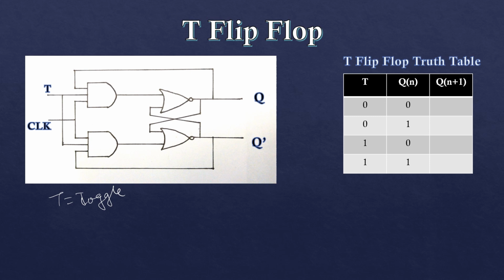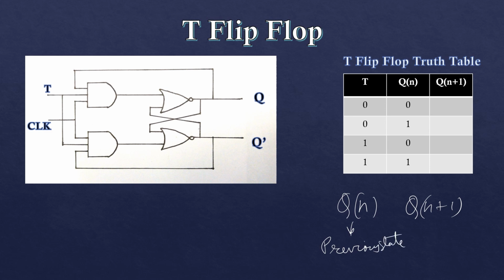Okay. Now, what is a clock? Clock is basically, it changes its value, that is from 1 to 0 and 0 to 1 in a synchronized manner. So the purpose of clock is when clock is 1, then only the flip-flop will change its output. Now we'll understand what is Qn and what is Qn plus 1. Okay, so your Qn is previous state and Qn plus 1 is current state.